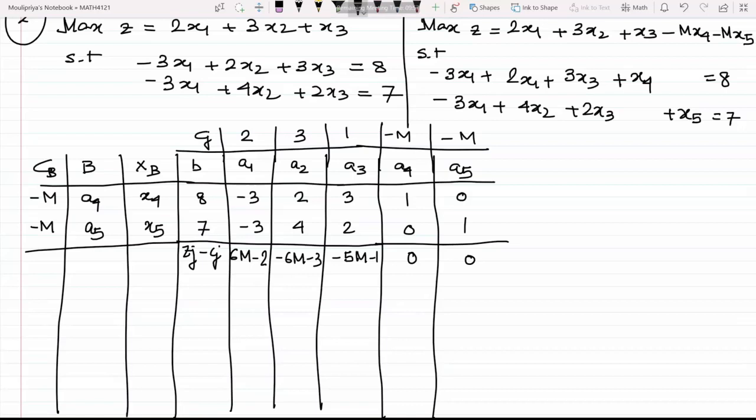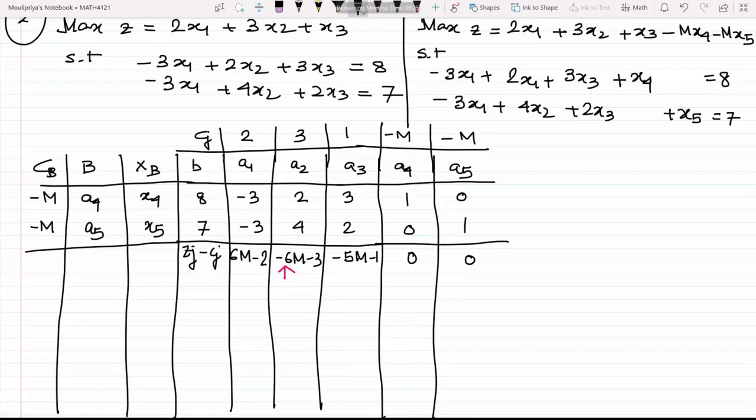So which one is the entering vector? How do we decide on the entering vector? The minimum negative Zj minus Cj would correspond to the entering vector. So which one is the minimum negative? Minus 6m minus 3, it corresponds to A2, correct. A2 is the entering vector.